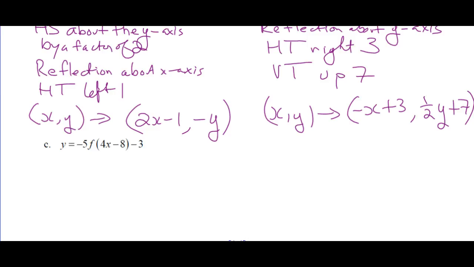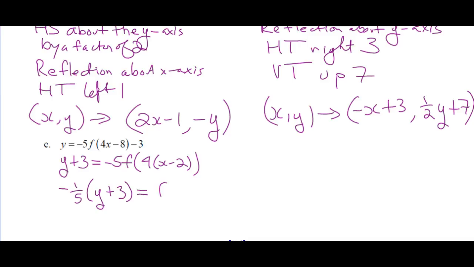Y equals -5. So we might want to move stuff back over. So I'm going to move everything to the left. I'm going to start by going y plus 3 is equal to -5 f of, and at the same time I might as well factor this. Okay? So think about the form you want to be in. We're going to go with the 1 over a bracket y plus k form. So now what do I do with the -5? Becomes -1/5 y plus 3 is equal to f of 4x minus 2. Okay?